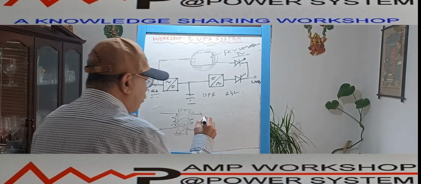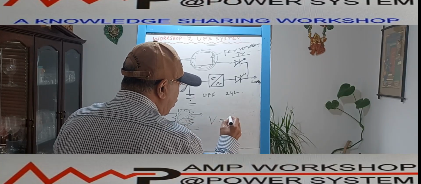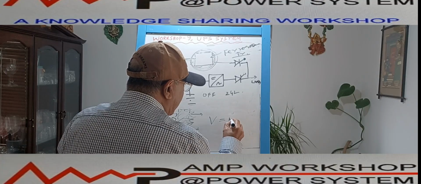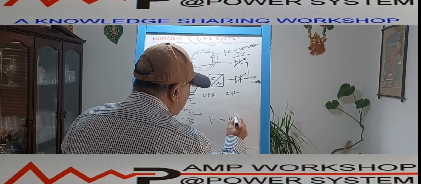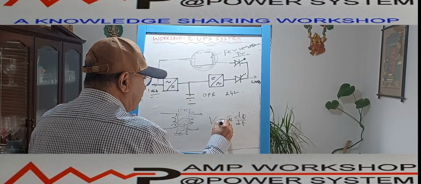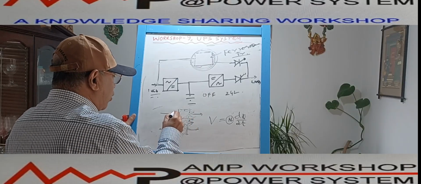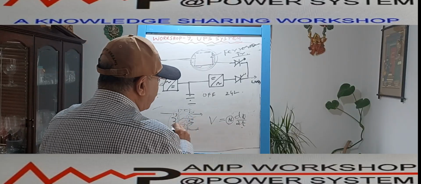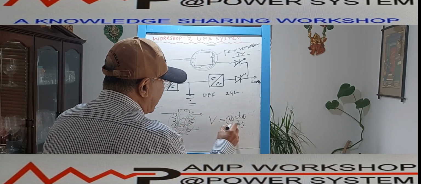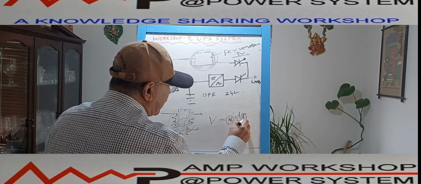We know the voltage equation. The voltage on the transformer winding is V equal to N times d phi by dt, where N is the number of turns. When you check the voltage of the input winding, V equals N d phi by dt. If we take the secondary winding, also N d phi by dt, the rate of change of the amount of flux linked with the secondary winding.